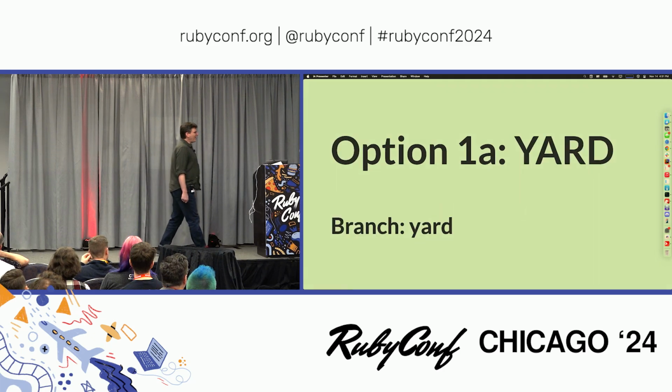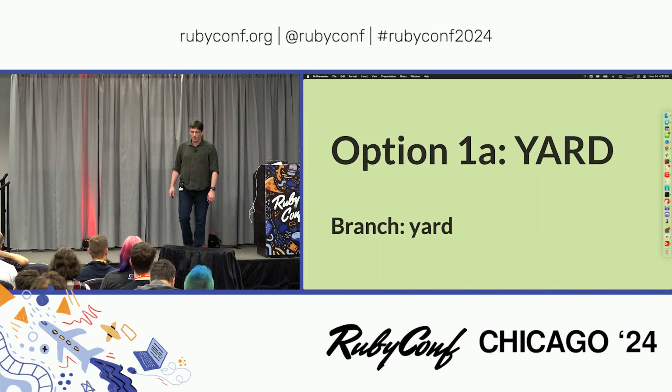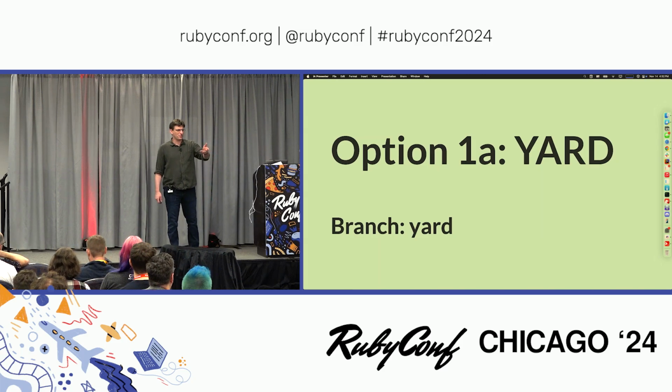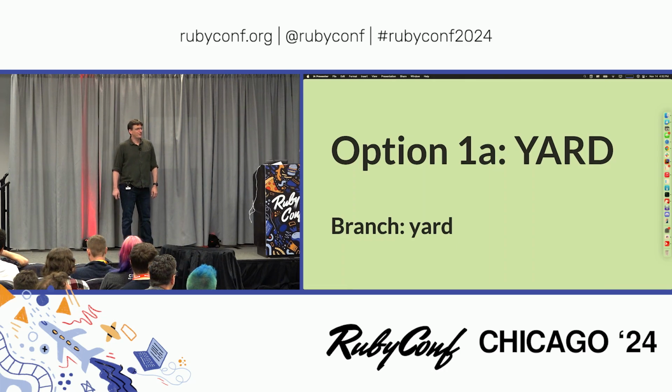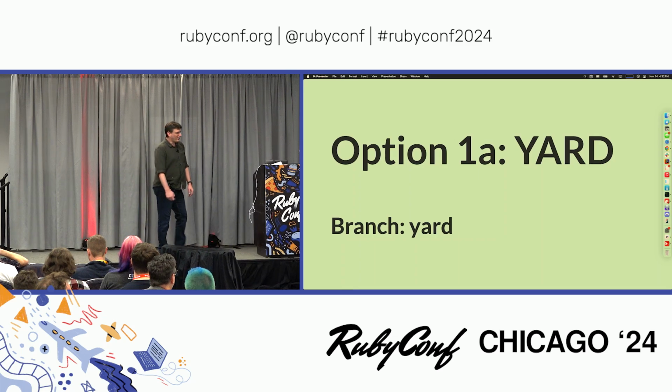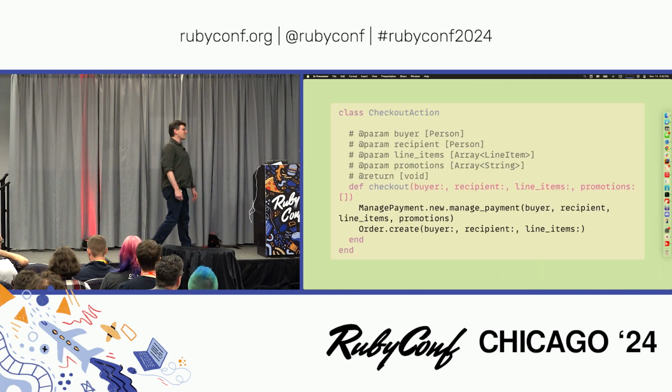Okay. There's an option 1A here, Yard. Do people know what Yard is? Yes? Okay, you can hold your own mic. What's Yard? Yet another Ruby documentation? Yep. So Yard is a documentation tool. There's a yard branch if you want to follow along in GitHub. Yard looks like this.